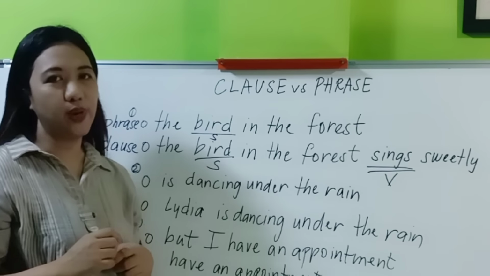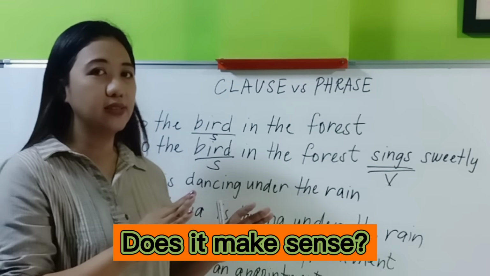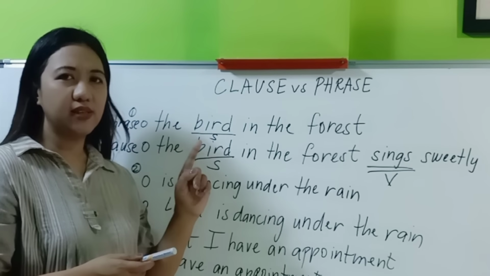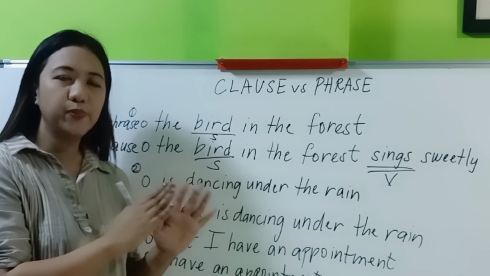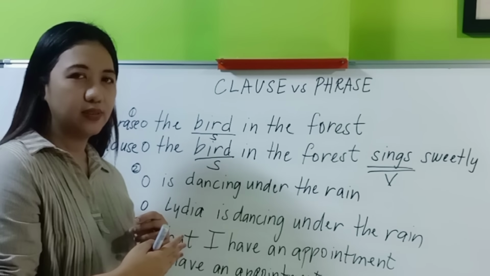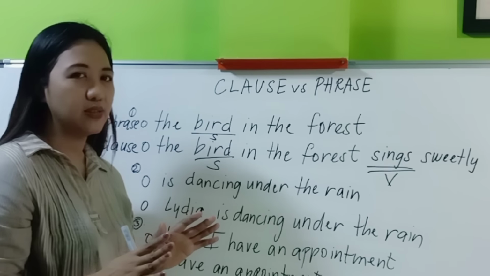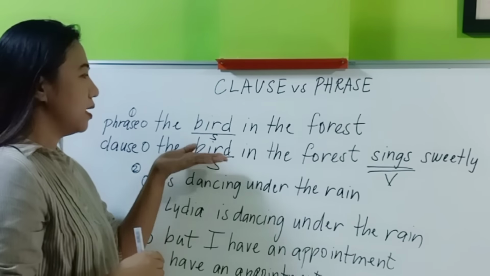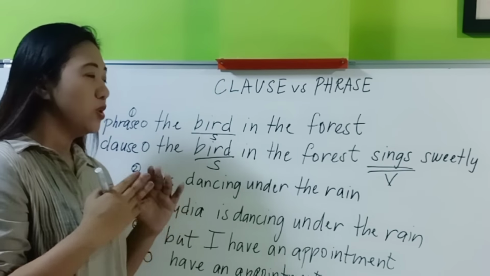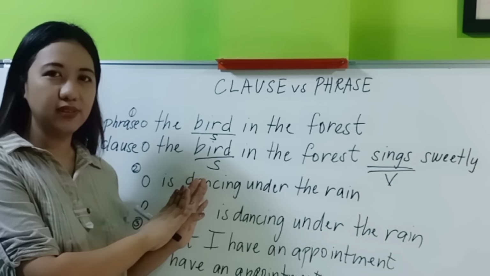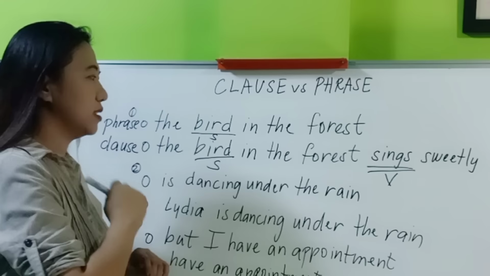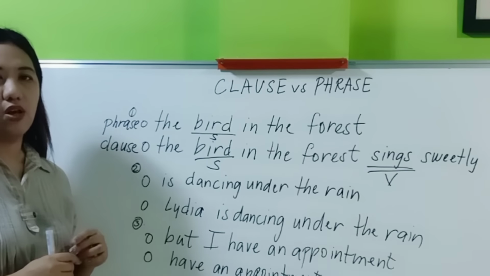Another question that you have to ask, does it make sense? So in the first example, the bird in the forest, does it make sense? Do you know what the bird is doing? Do you know what the bird is all about? No, it doesn't make sense. So that is a phrase. But in here, the bird in the forest sings sweetly. Do you know something about the bird? Do you know what it is doing? Yes, so that is a clause.